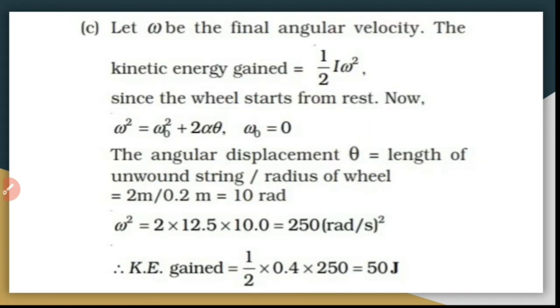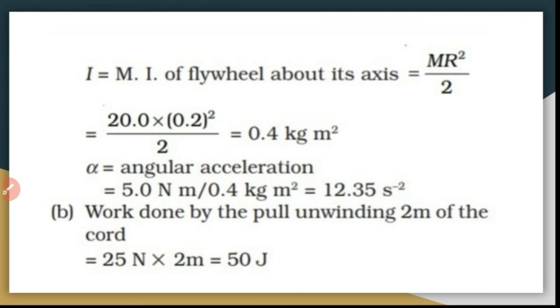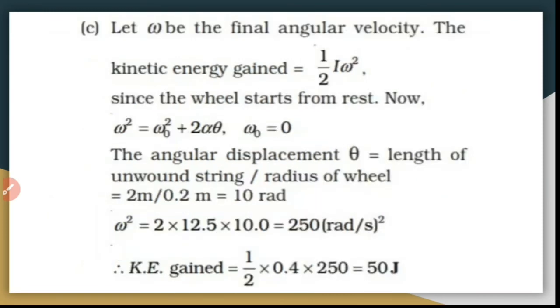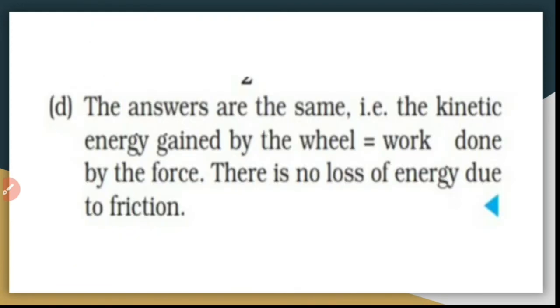So we have the B part answer as 50 joule, which is the work done by the pull. Kinetic energy gained is also 50 joule. So we are confirming the work energy theorem, that is, work done appears as the change in kinetic energy, and there is no loss due to friction.